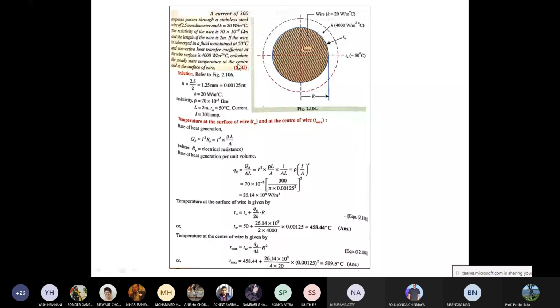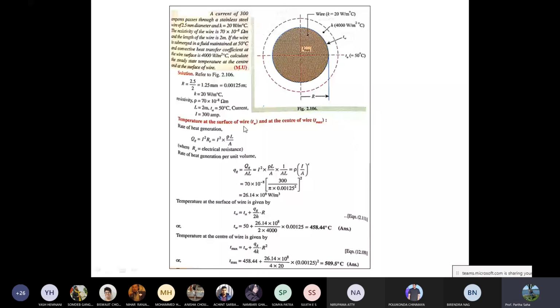This is the wire, the stainless steel wire. It's 2.5 millimeter in diameter, its surface temperature is Tw, and the ambient temperature is given as 50 C, right? The wire thermal conductivity is 20 watt per meter per C, and the heat is being conducted, right? And the fluid convective heat transfer coefficient is given as 4000 watt per meter squared per C. So R is the radius; the diameter is given as 2.5 millimeter, so the radius will be 1.25 millimeter. Thermal conductivity, resistivity, L, the ambient temperature and I are all given. So we need the temperature at the surface of the wire and at the center of the wire, right?